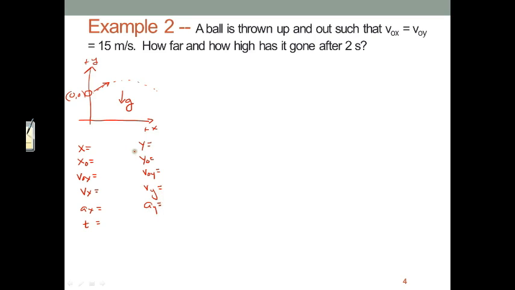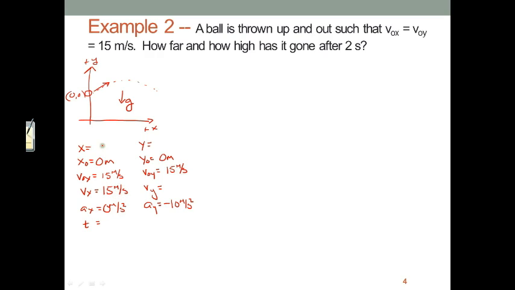And as before, I start filling it in. Because I've defined up as positive and acceleration is downward, this is going to be a negative 10 meters per second squared. And a sub x will be 0. I defined up here that my initial positions would both be 0, so I'm going to put those in. I'm given in the problem that v naught x and v naught y are both 15. Again, because I know that the horizontal acceleration is 0, that means Vx will be 15, so I can fill that in.